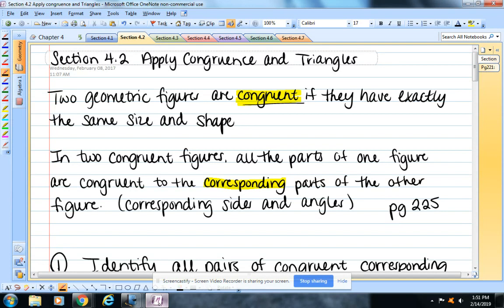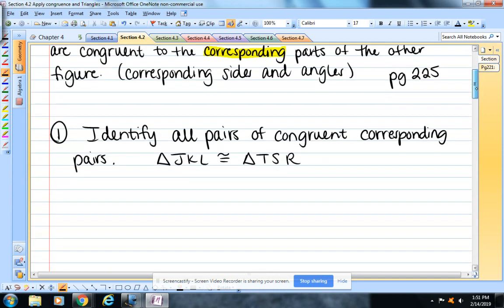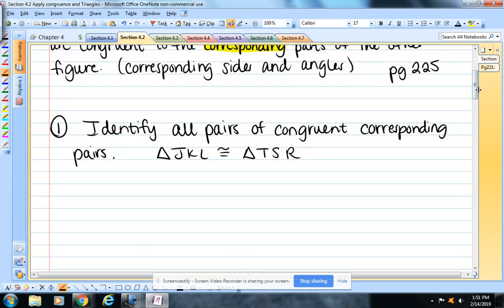Corresponding parts refer to sides and angles. Right? All of our polygons have sides and angles. Triangles, we know, have 3 sides and 3 angles. Quadrilaterals, 4 sides and 4 angles. All that good stuff. So when we have some that are congruent, they have corresponding pieces.